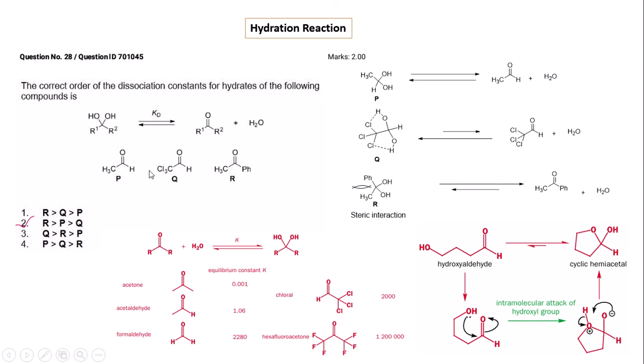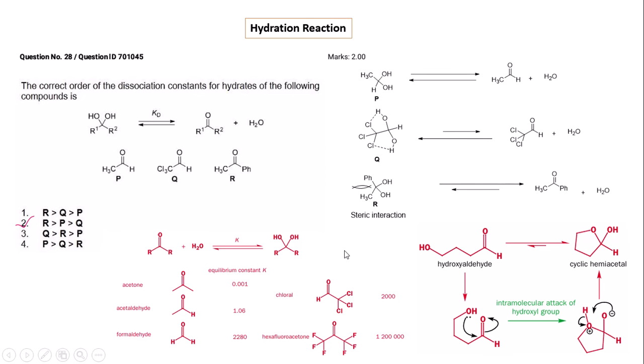The chloral compound can be stabilized in the gem diol form via intramolecular hydrogen bonding, so it cannot be dissociated to the carbonyl compound. But the acetophenone has the highest steric interaction, so it readily eliminates the water molecule to give the carbonyl compound. Hence, the dissociation constant order is R greater than P greater than Q. Here Q is the last because it is stable in the hydrogen bonding form.